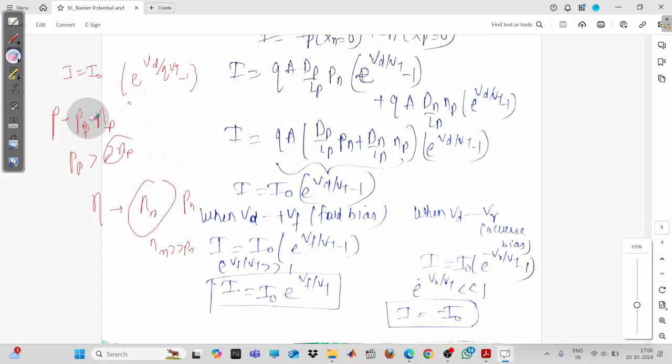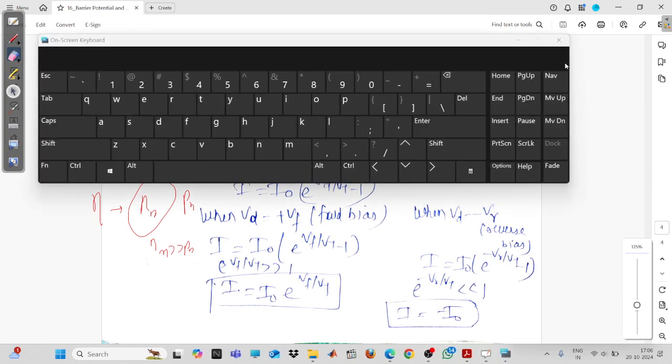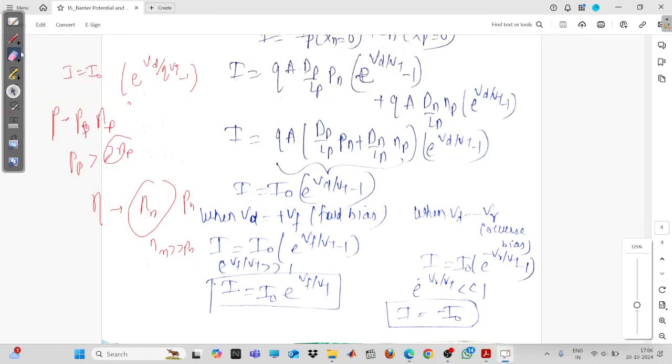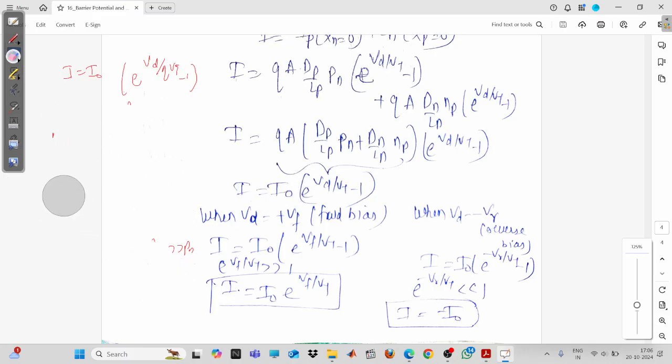So we can say that holes are the majority charge carriers on the p side, and electrons are the majority charge carriers on the n side. Fine, this much is clear to you now. So we can see this is Pn, this is Np. This term is already very small because they are very small in number. So the entire product is a very small value. Normally it is a constant value.